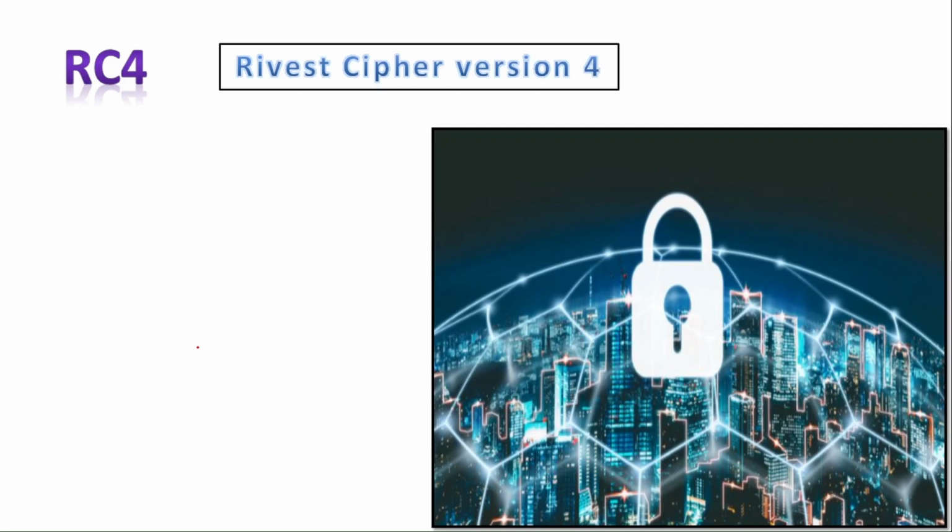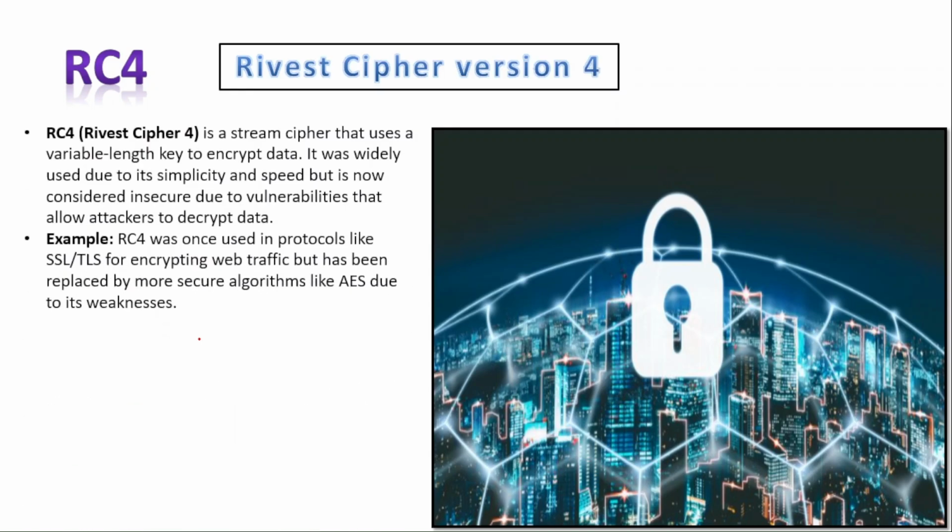RC4, that is Rivest Cipher version 4. So RC4 or Rivest Cipher 4 is a stream cipher that uses a variable length key to encrypt data. It was widely used due to its simplicity and speed, but is now considered insecure due to vulnerabilities that allow attackers to decrypt data. Example, RC4 was once used in protocols like SSL and TLS for encrypting web traffic, but has been replaced by more secure algorithms like AES due to its weaknesses.